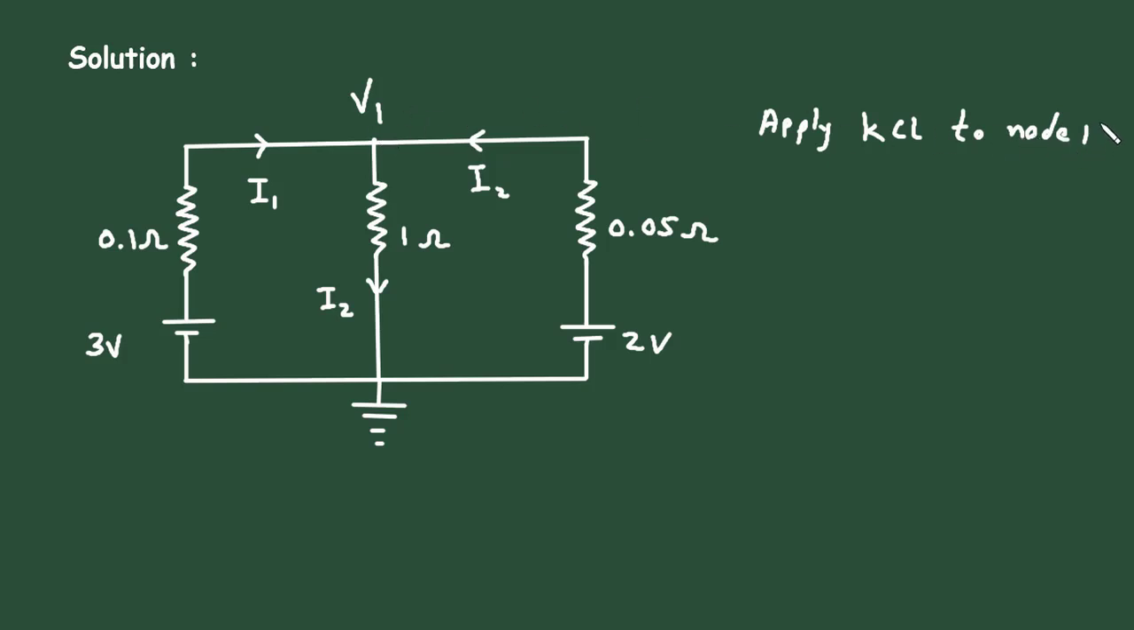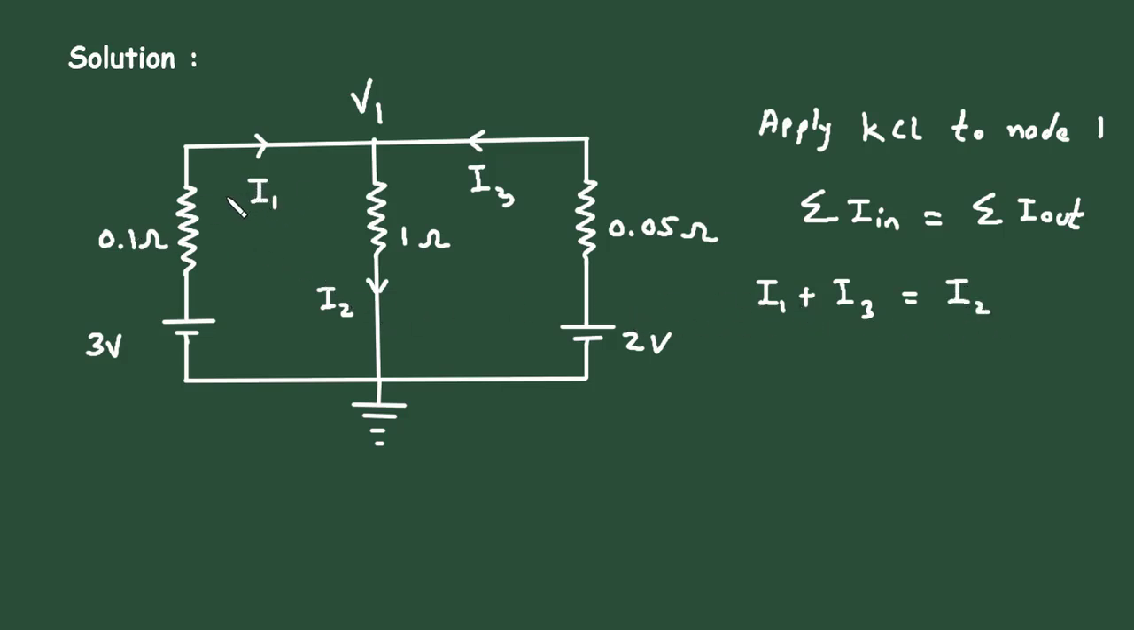According to KCL, the summation of all the currents entering a node is equal to the summation of all the currents leaving the node. Here this is I3, this is I1, this is I2. The entering current will be I1 plus I3, and this I2 is the leaving current.